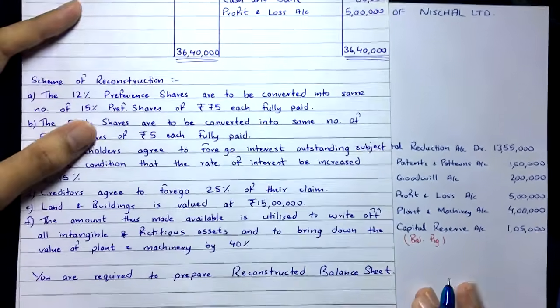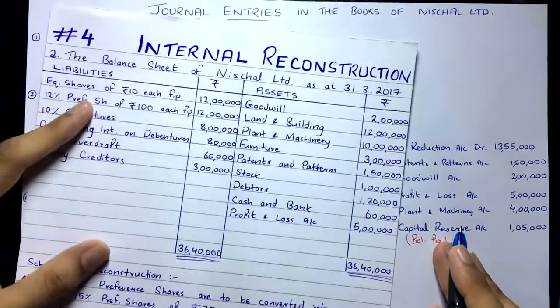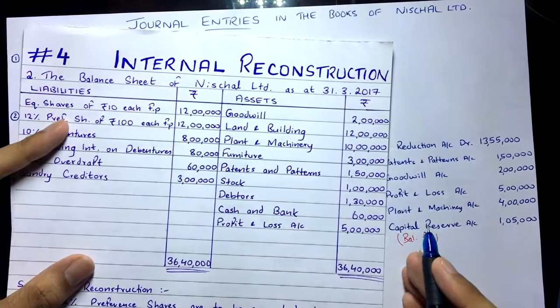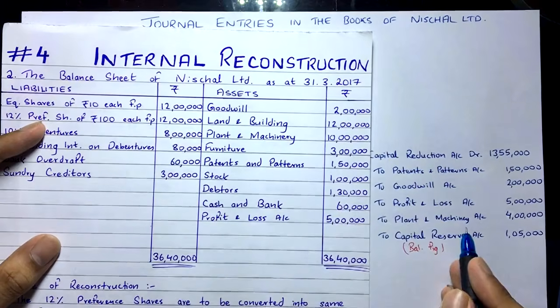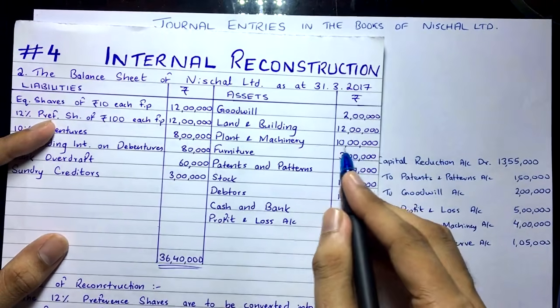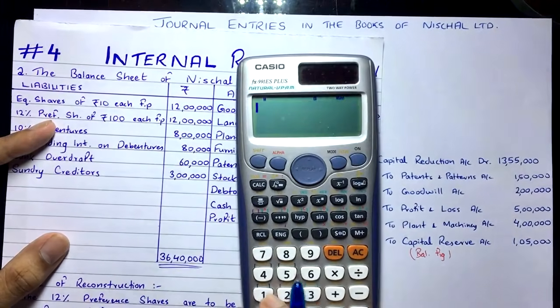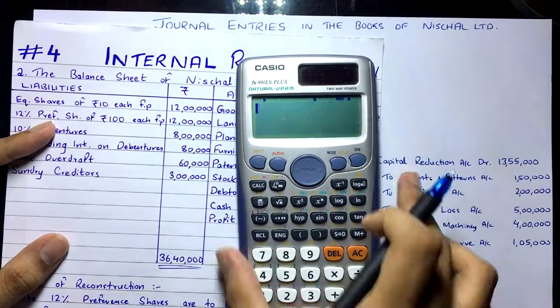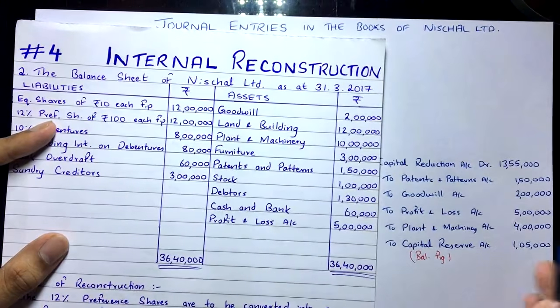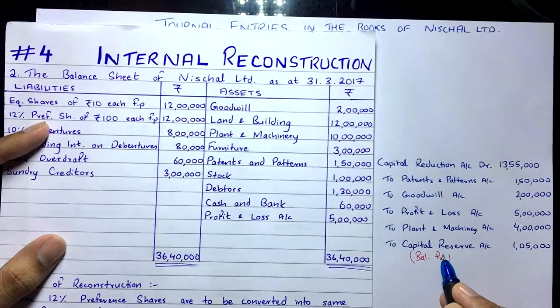Then they have said, reduce the value of plant and machinery by 40%. Simple. What is the book value of plant and machinery? 10 lakh. To reduce it, you have to credit that, and by how much? By 40% you have to reduce. So 40% of 10 lakh is what? 4 lakh. 10 lakh into 0.40, it's 40%, right? So that's 4 lakh. So you are going to reduce the plant and machinery by 4 lakh. And then if there is any balance left, you have to transfer it to capital reserve.